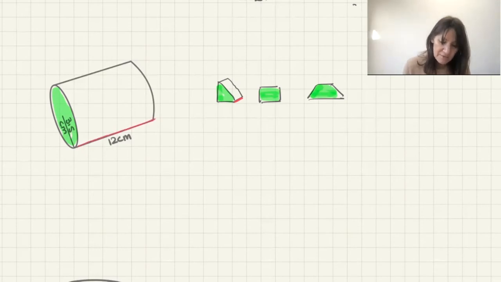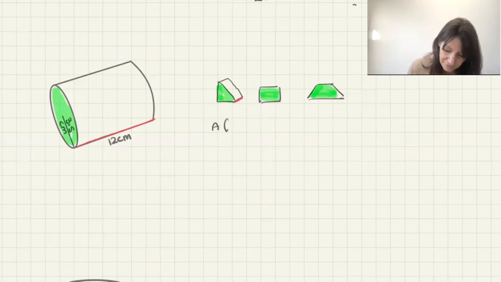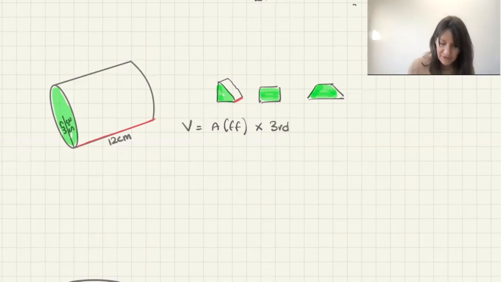So the way that I refer to the formula, which is slightly different to what you see in textbooks, is area of the front face times by the third length. That is how you find the volume of any 3D shape, no matter what its front face is. All the work is in the front face. All the work is in knowing how to do area. So if you're good at area, you can absolutely do volume, because it is nothing more than one extra calculation, timesing in the third length.